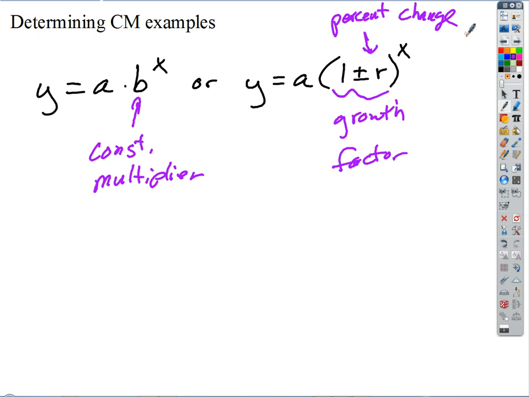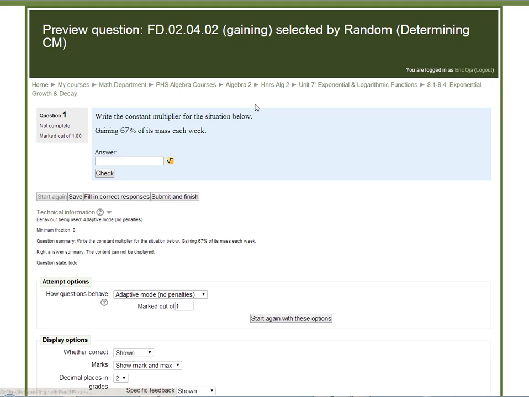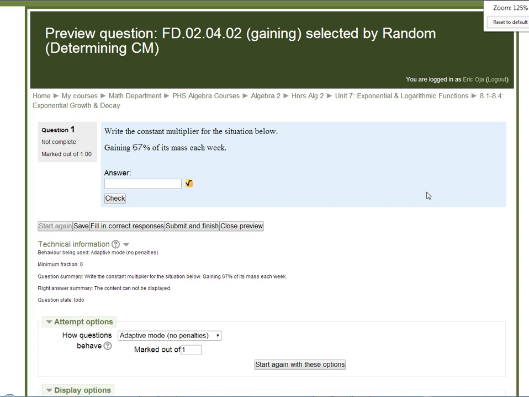So for example, let's take one like this. Say we've got a situation, can everybody read that? Where it's gaining, let me make it a little bigger, where it's gaining 67% of its mass each week. So gaining is increasing, right? Okay, so if gaining is increasing, this is growth.